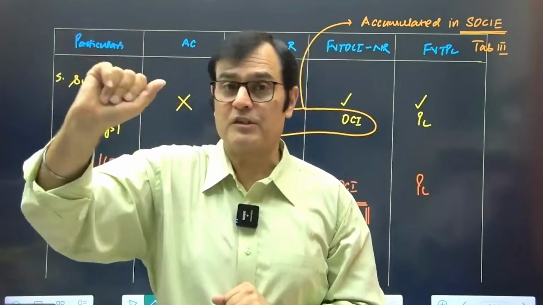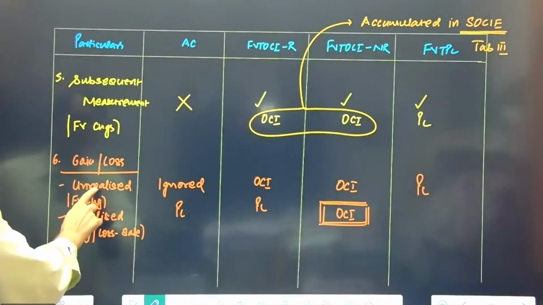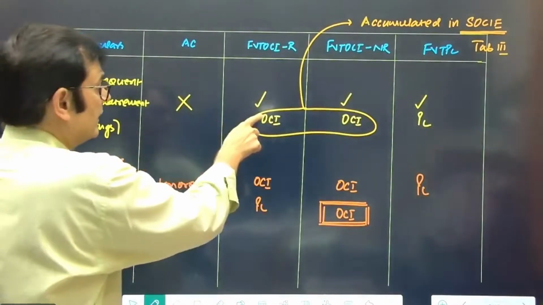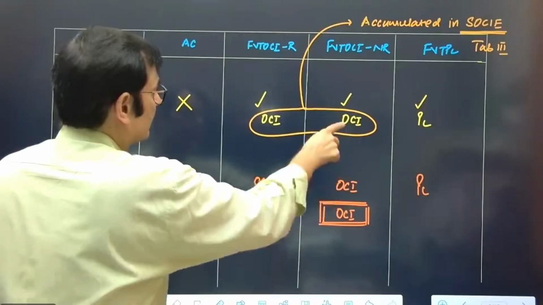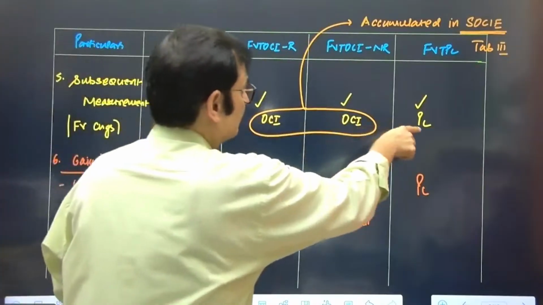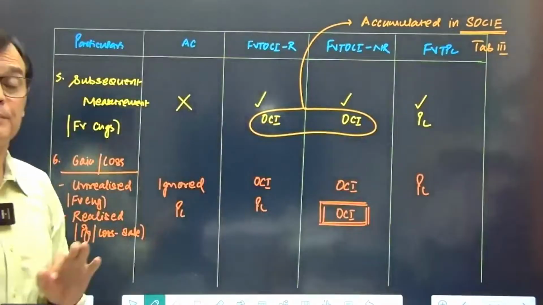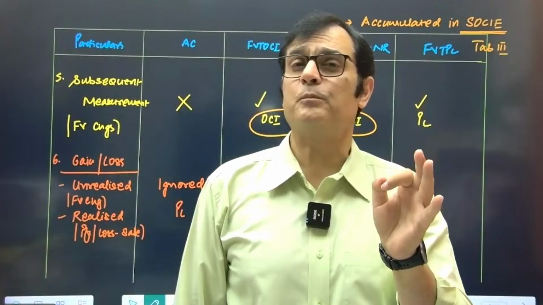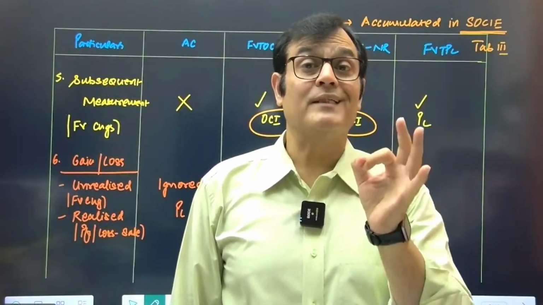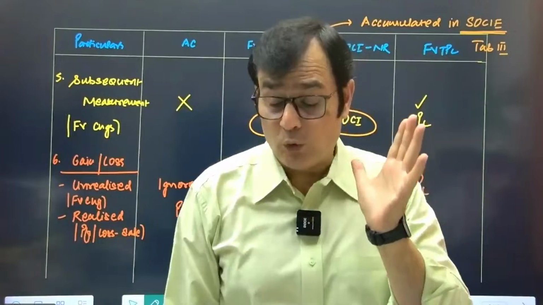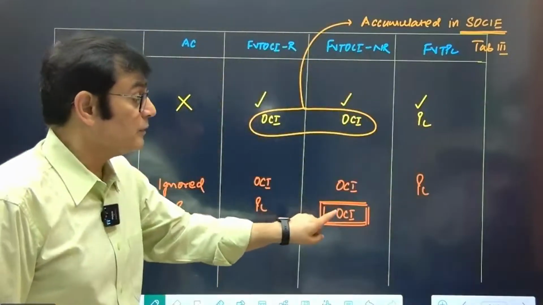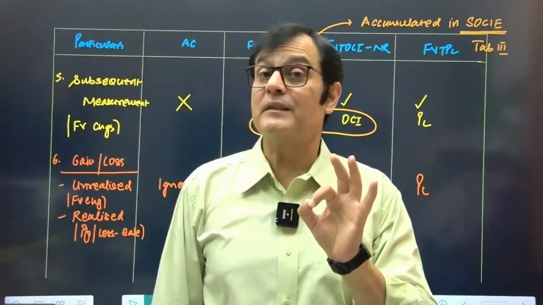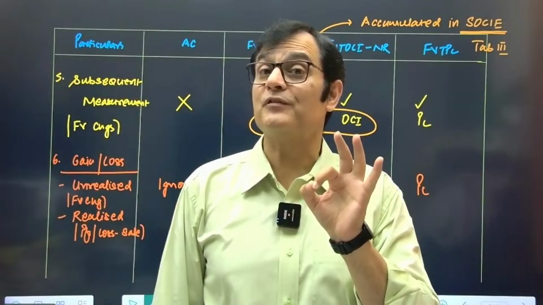Let me first consolidate this. Unrealized gain loss means the fair value changes which are not considered in AC. In OCI-NR as well as OCI-R, it both goes in OCI. In FVTPL, it goes in P&L. Now, coming to the basic rule, if there is a profit or loss on sale of the financial asset, the thumb rule is P&L. Whether it is AC, OCI-R, or FVTPL, the only exception is OCI-NR, where the profit or loss on sale goes in OCI. So even if you sell the investment, the profit or loss goes in other comprehensive income.